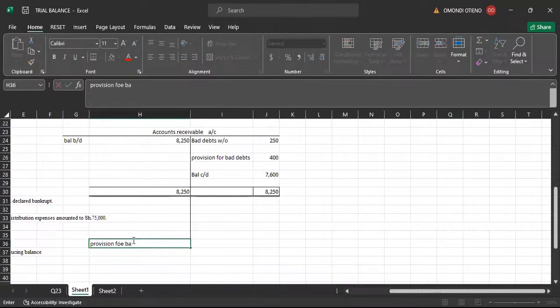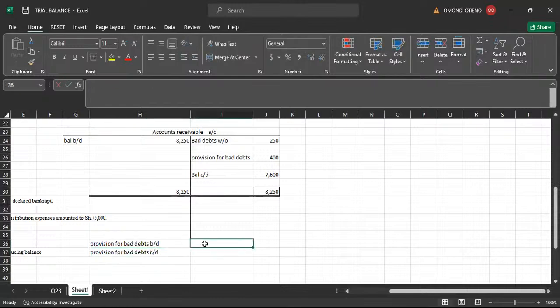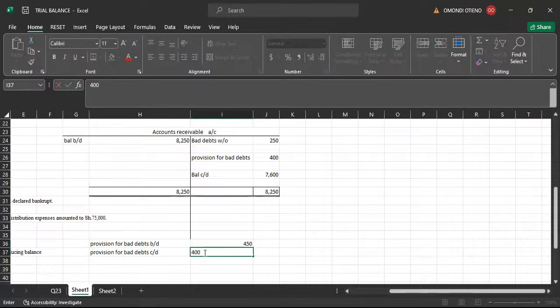Provision. Is it an increase? So that is brought down. We can call it that. So at the beginning, they provided 450. At the end, we are having 400. So what has happened?